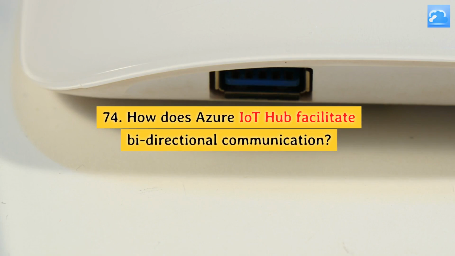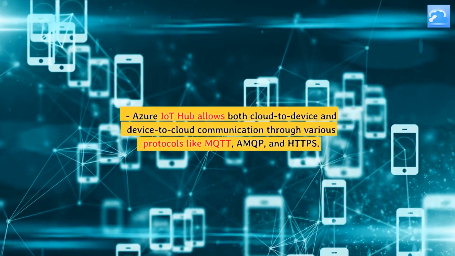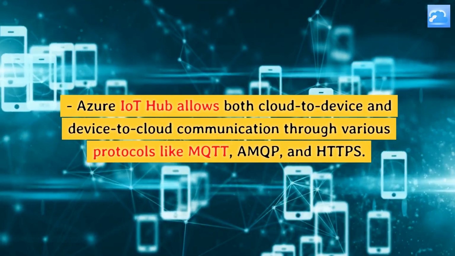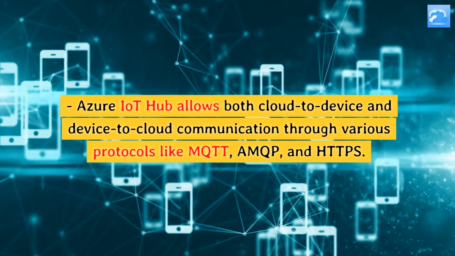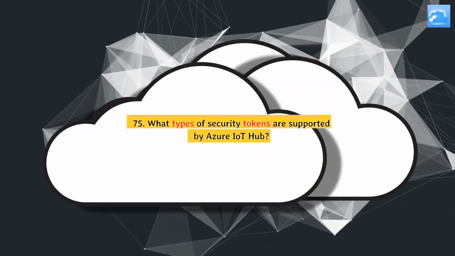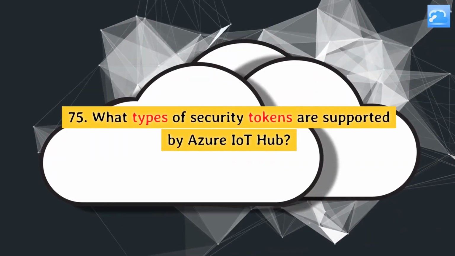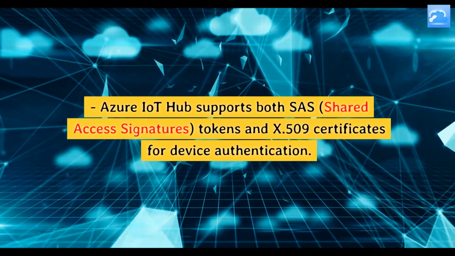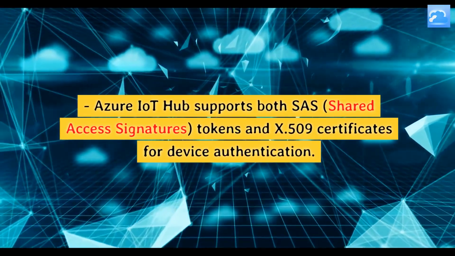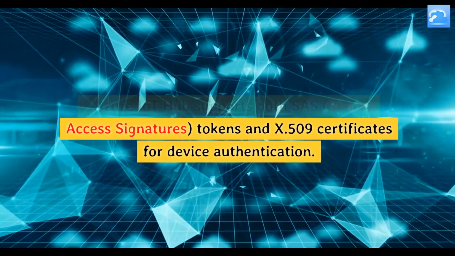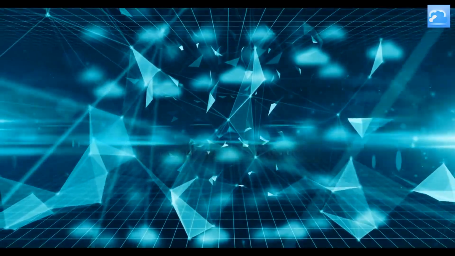74. How does Azure IoT Hub facilitate bidirectional communication? Azure IoT Hub allows both cloud-to-device and device-to-cloud communication through various protocols like MQTT, AMQP, and HTTPS. 75. What types of security tokens are supported by Azure IoT Hub? Azure IoT Hub supports both SAS, shared access signatures, tokens and X.509 certificates for device authentication.